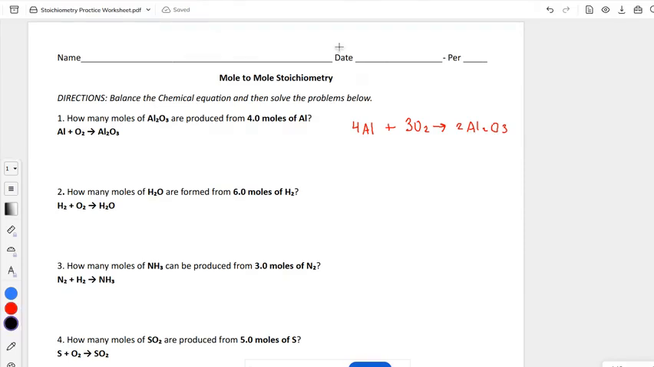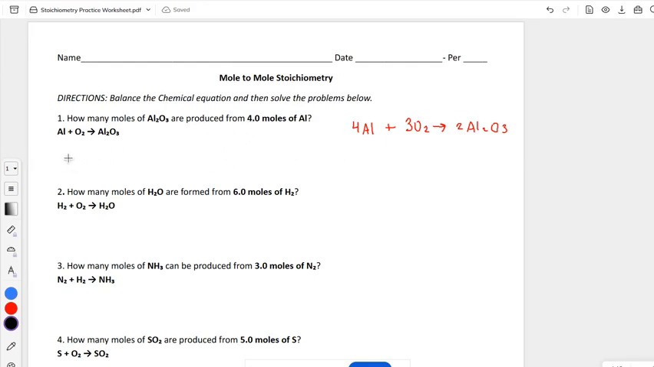Now this one is insanely easy. How many moles of aluminum oxide are produced from 4 moles of aluminum? Well, look, 4 moles of aluminum will react with 3 moles of oxygen to make 2 moles of aluminum oxide. So the answer is 2. But, you know, I'll show you how to do it.